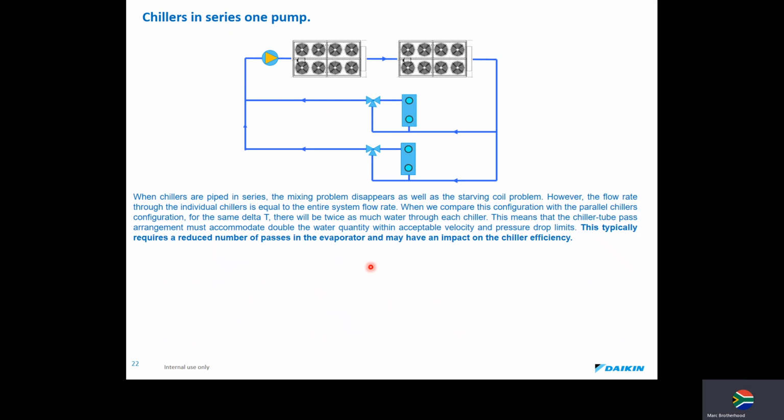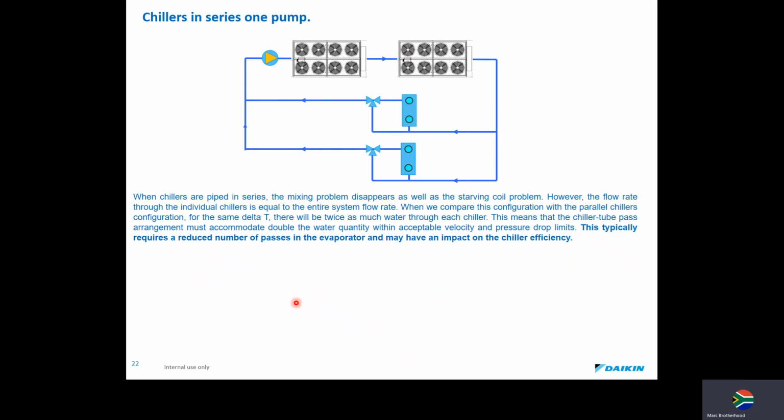However, the flow rate through the individual chillers is equal to the entire system flow rate. When we compare this configuration with a parallel chiller configuration for the same delta T, there will now be twice as much water flow through each chiller. This means that the chiller tube pass arrangement must accommodate double the water quantity with an acceptable velocity and pressure drops. Remember, if you increase the velocity, you also increase the pressure drop. This typically requires a reduced number of passes in the evaporator and may have an impact on chiller efficiency.